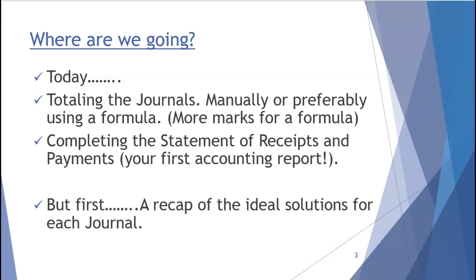We are then going to complete the statement of receipts and payments. I'll discuss that with you shortly, it being your first accounting report, what actually goes into a statement of receipts and payments. But first, we're just going to do a recap of the ideal solutions for each journal. I'll put those up one by one. You can pause the video as you go or take a screenshot and compare them to the results you've got to make sure you now have the correct answers. So here we go, first, the cash receipts journal. That's the first one we're going to look at.